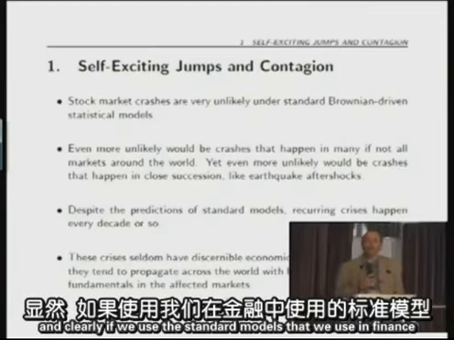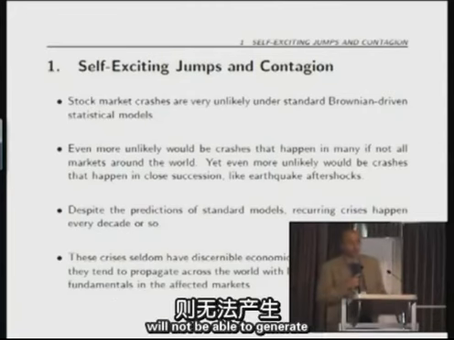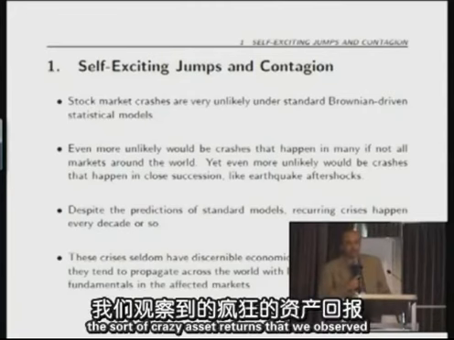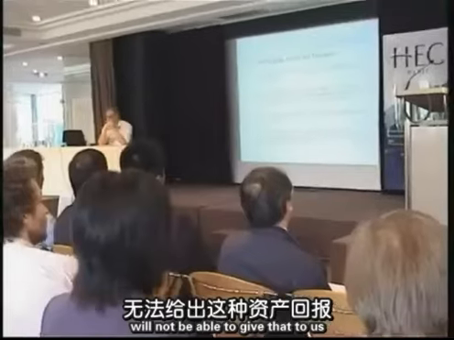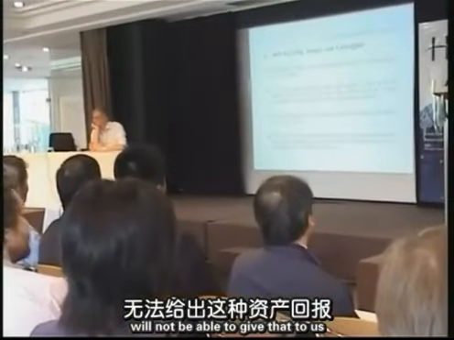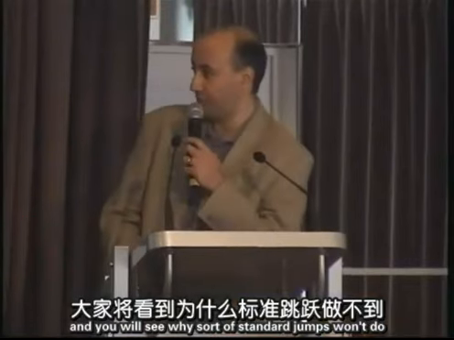And clearly, if we use the standard models we use in finance, so certainly models that are driven by Brownian motion will not be able to generate the kind of crazy asset returns that we observe. And even, as you will see, models that are driven with jumps will not be able to give that to us. And you will see why standard jumps won't do.